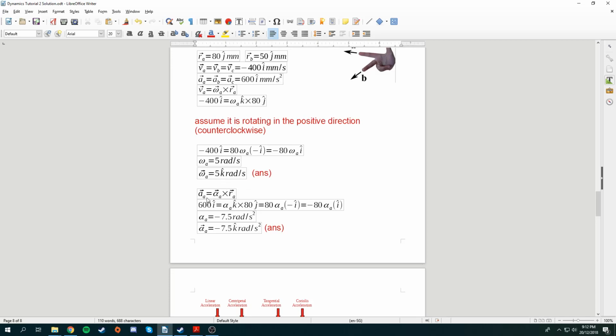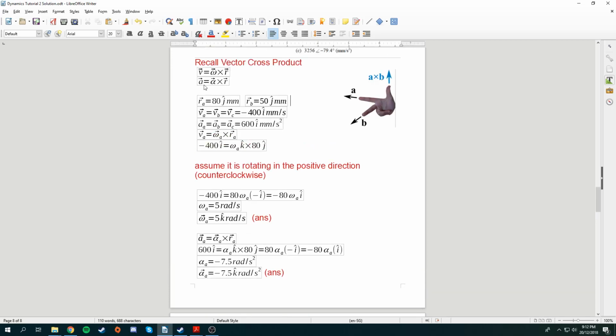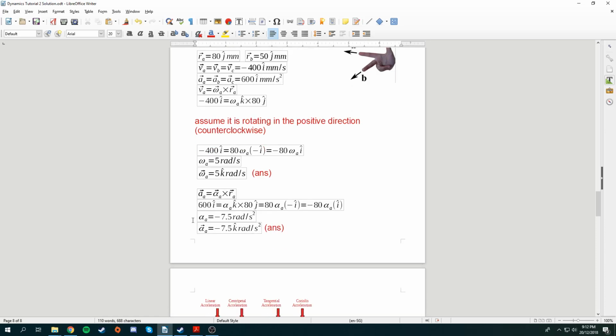To find acceleration, I use the same cross product. So I know what is the vector of A. I know what is the vector of the radius A. I just don't know what's the angular acceleration of A. Hence, using the same method, I'm able to find that the alpha of A is negative 7.5 radians per second square. Over here, I was assuming that it's rotating in the positive direction.